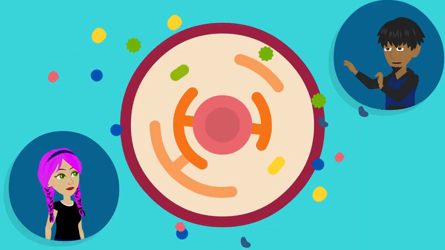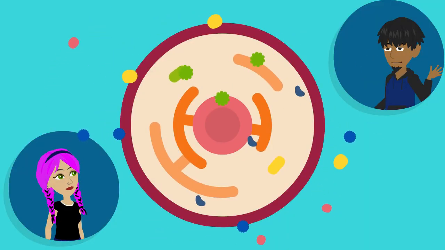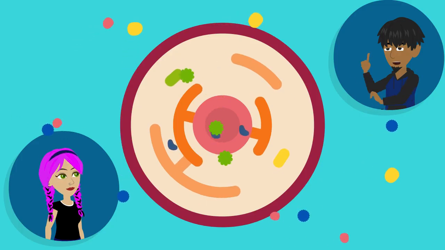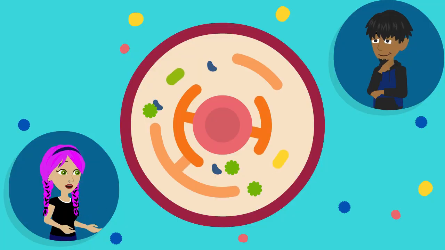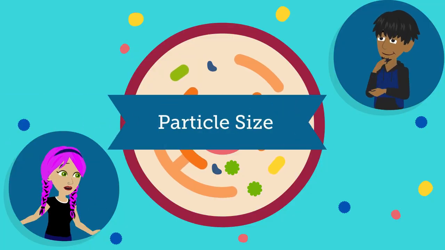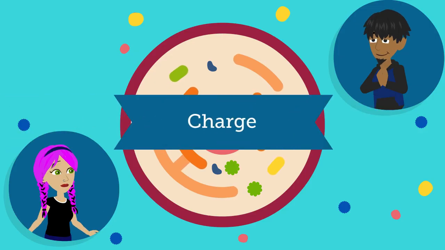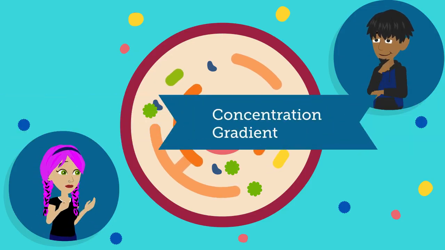First, the cell membrane is selectively permeable. This means that not everything is able to cross the membrane. Movement through the cell membrane depends on factors like particle size, charge, and the concentration gradient of the solute.